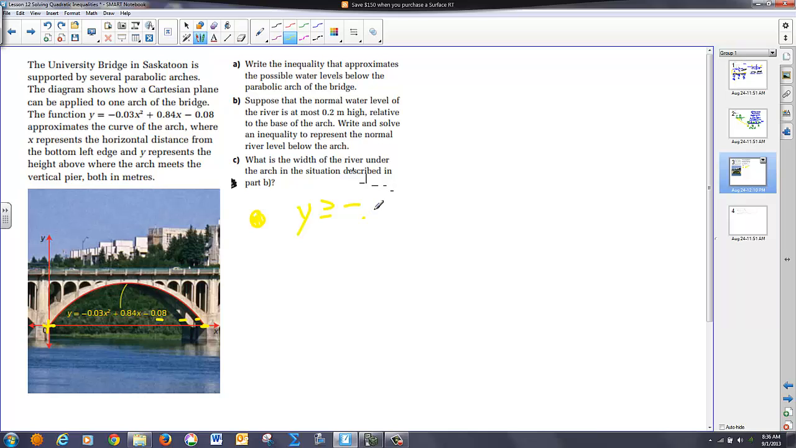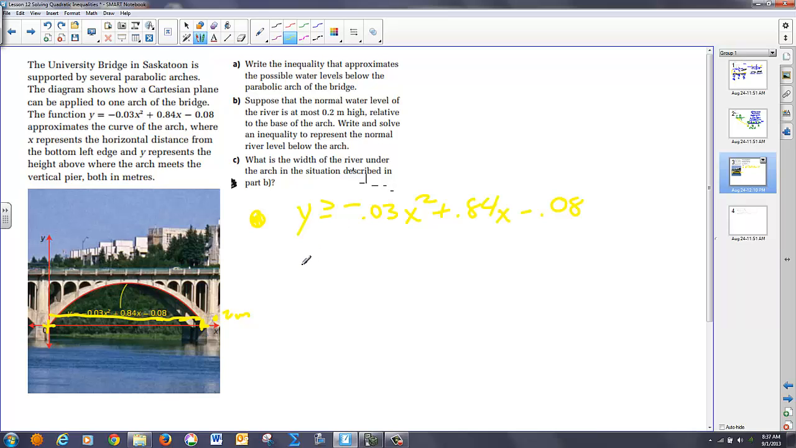negative 0.03x squared plus 0.84x minus 0.08. And that's going to tell me when this water starts rising above the base of the arc. Now, they want to know, let's see, in part B, they want to say the water level is at most 0.2 meters high. That means this line going across has a distance of 0.2 meters up that arc, if you will.